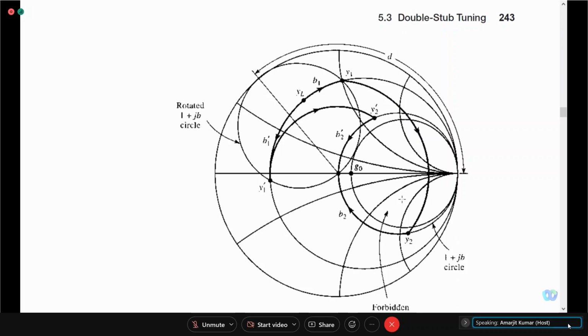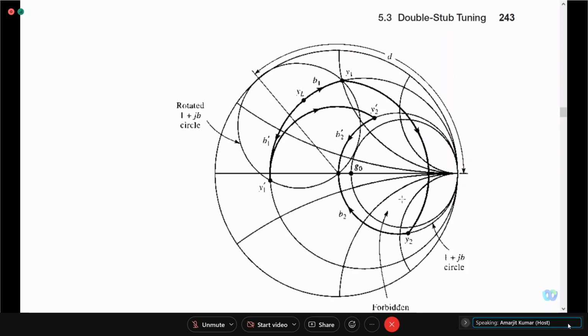So this 1 plus JB constant conductance circle will be rotated by an angle corresponding to the D distance. D distance on the transmission line will correspond to how much angle on the Smith chart? Lambda distance corresponds to how much angle? 720 degrees. So D distance will correspond, you can calculate that corresponding angle.